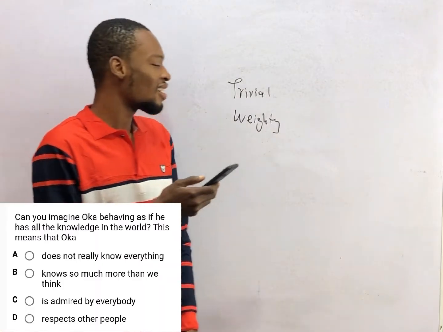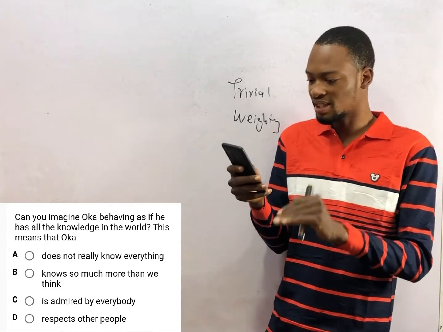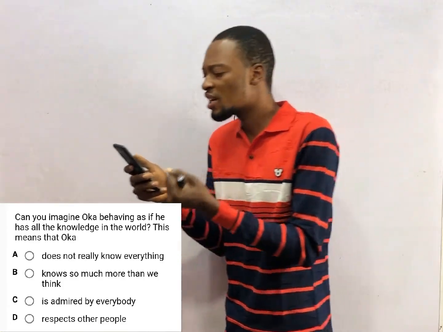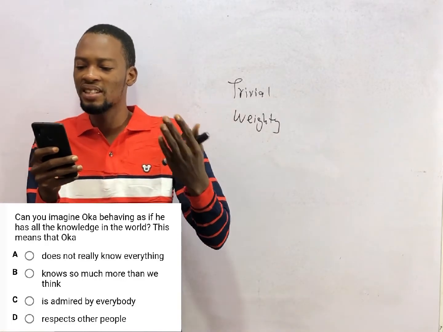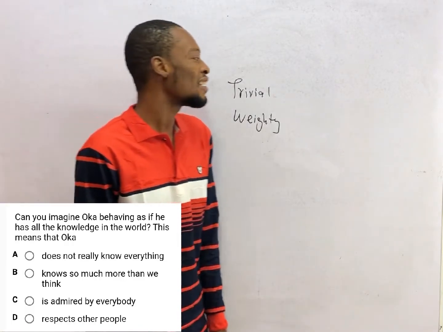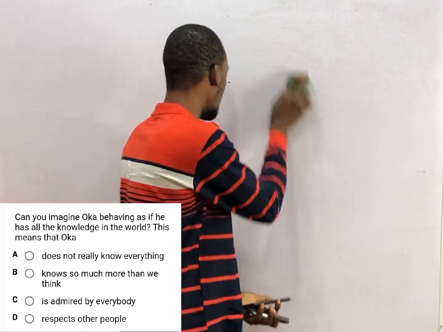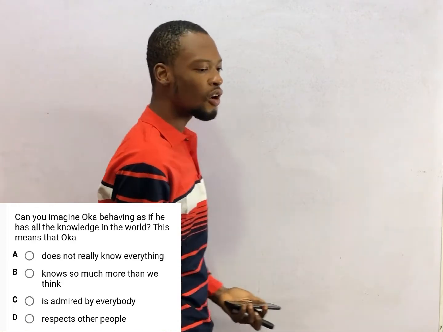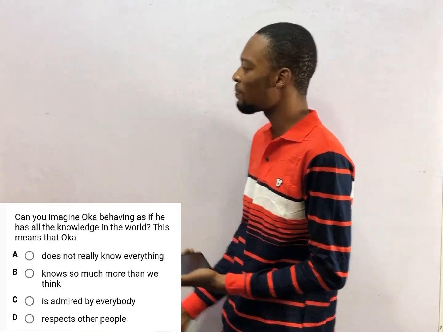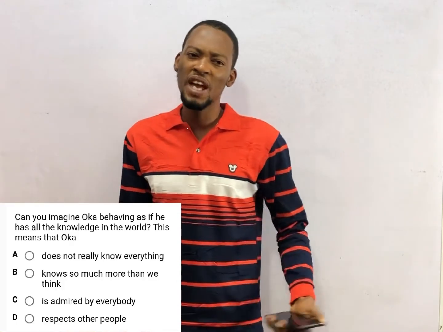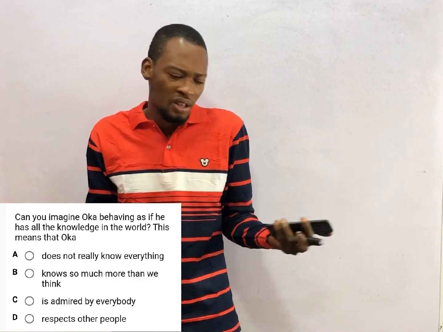Then here is under sentence interpretation. We are to interpret this sentence. Can you imagine Oka behaving as if he has all the knowledge in this world? It happens. When you see some persons behave, they behave as if they have all the knowledge in this world, or all the money in this world, or all the food in this world. So this is simply a process of hyping something. It means he's behaving as if he knows everything. In fact, he knows more than we imagine.